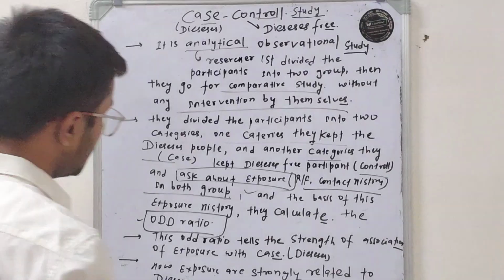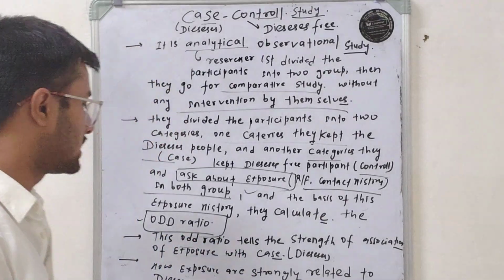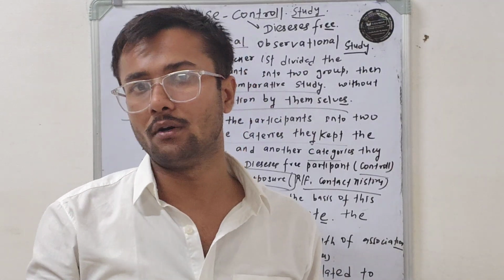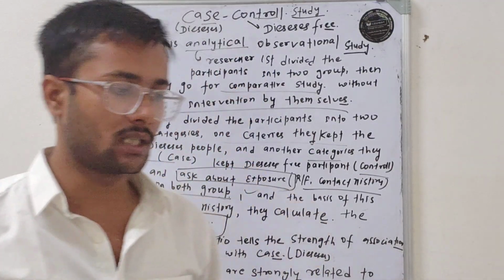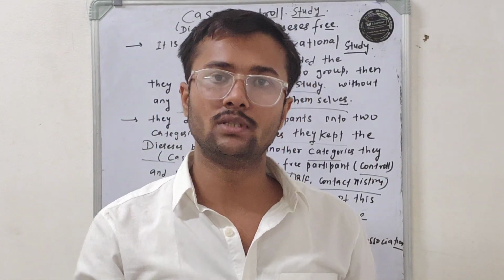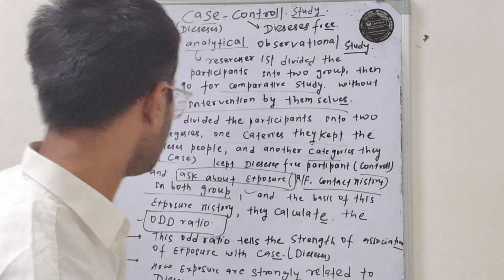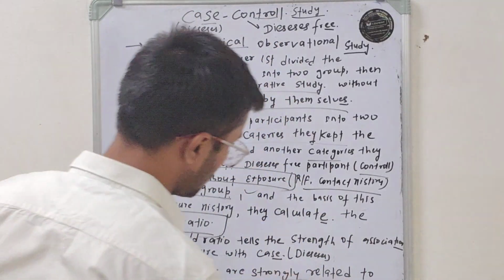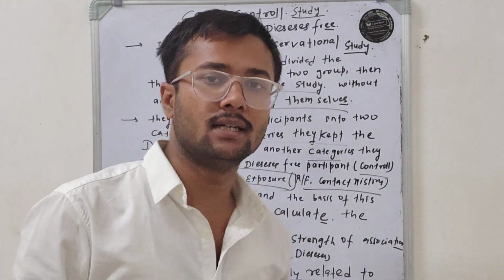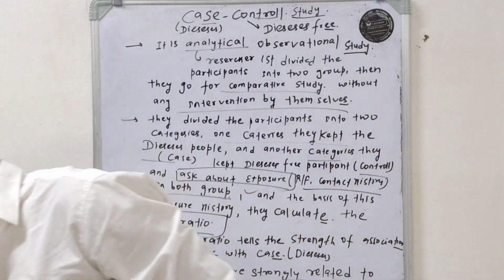So what is the meaning of this odds ratio? On the basis of the odds ratio, we correlate the strength of exposure with disease, meaning how closely this exposure is associated with the disease or not. How strongly is exposure related to the disease or not? Now we are going to take an example for better understanding.